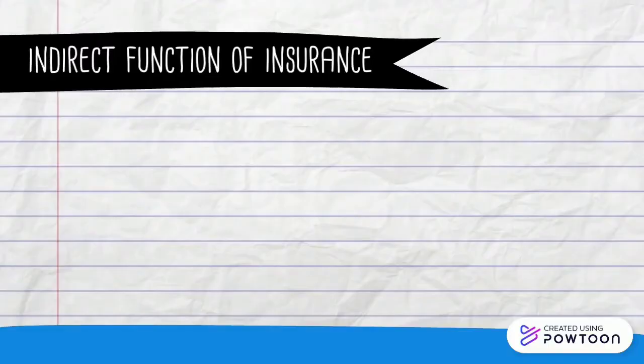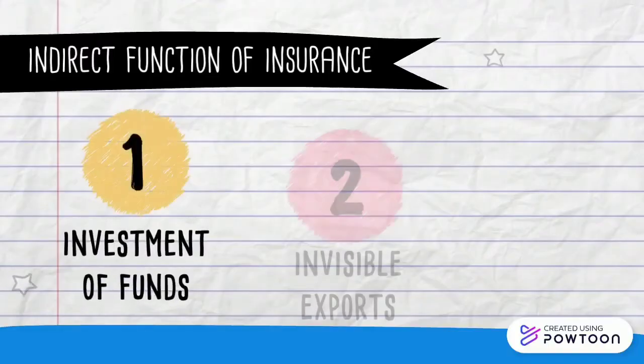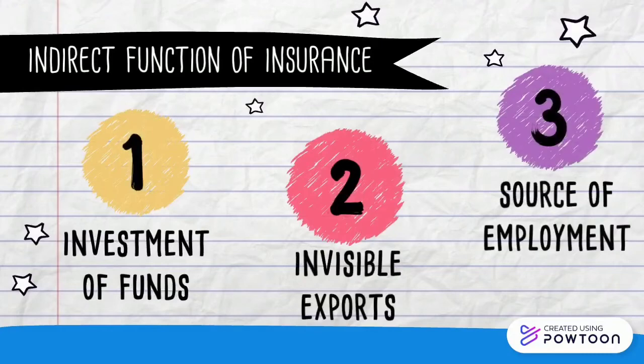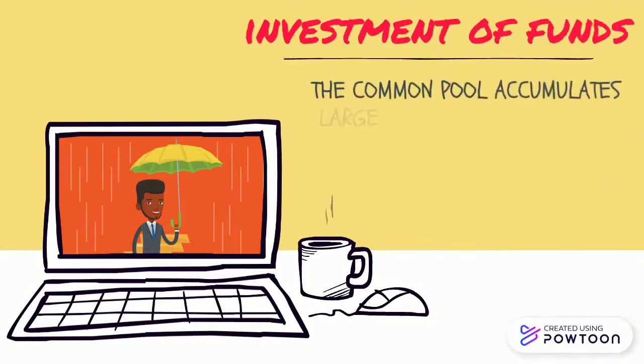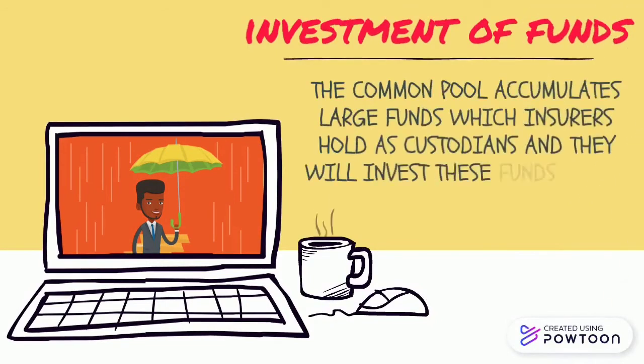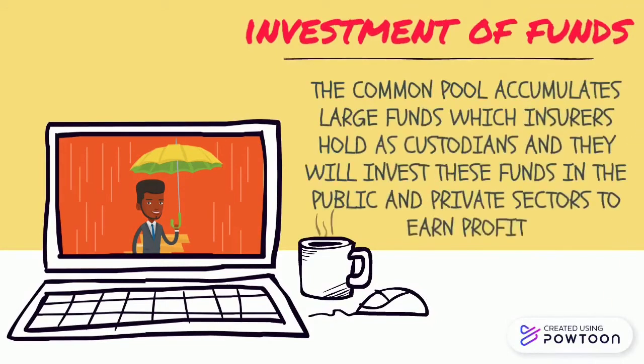The three types involved are investment of funds, invisible export, and source of employment. The first point is investment of funds. The common pool accumulates large funds which the insurer holds as custodian, and they will invest these funds in the public and private sector to earn profit.